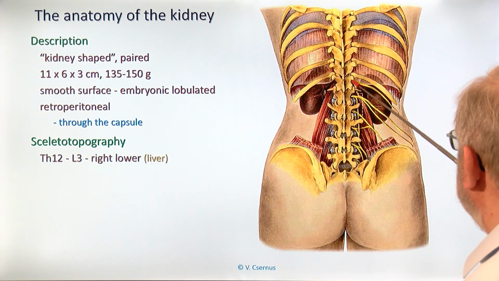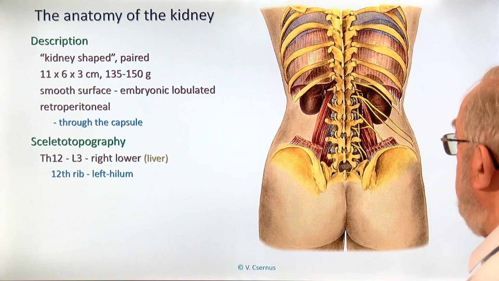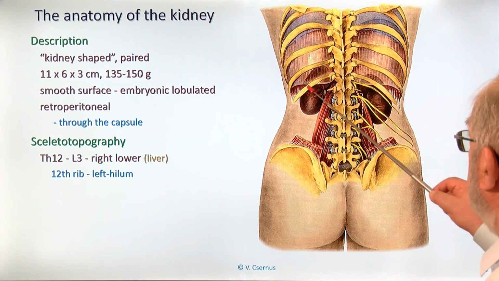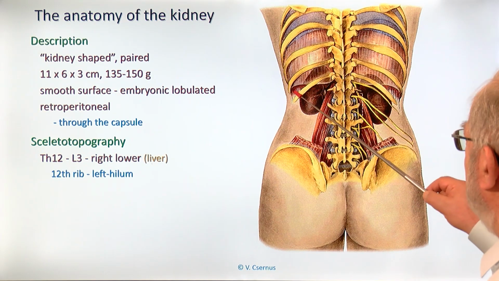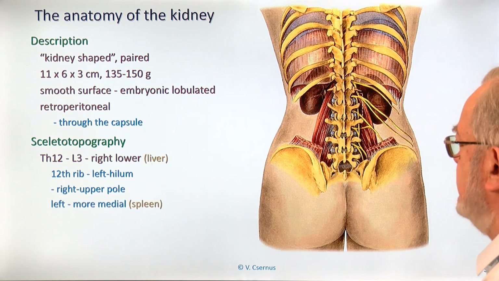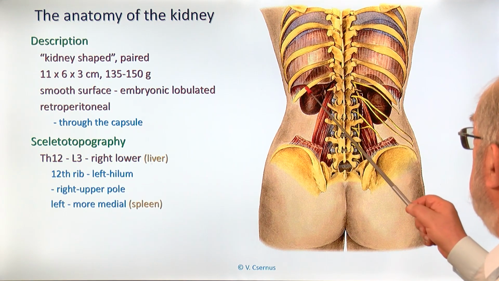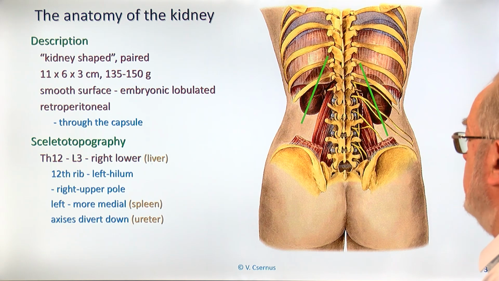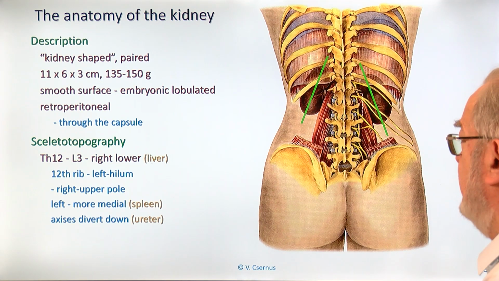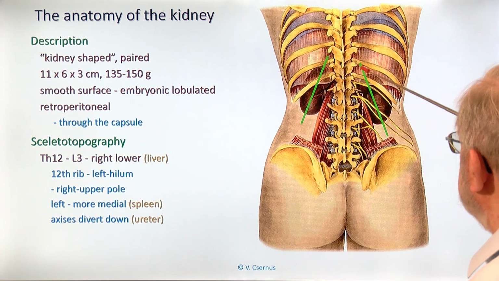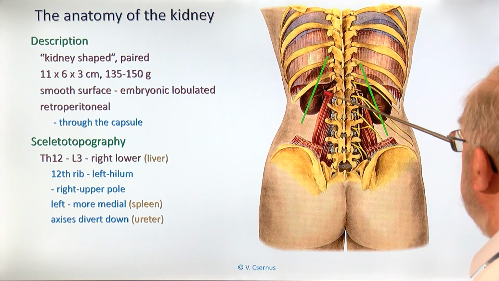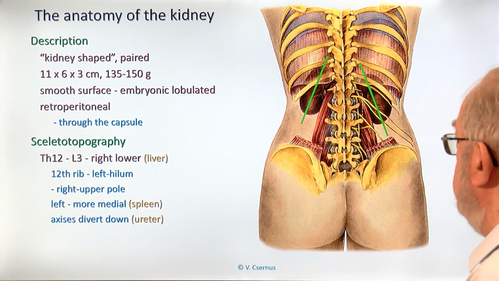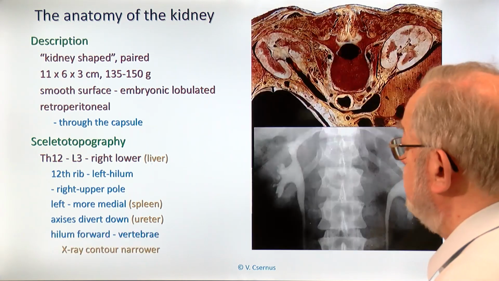The middle of this 12th rib is cutting the upper pole. In the left kidney, the middle of the 12th rib is around the level of the hilum. The left kidney is pressed a little bit more medially, probably because the spleen is also in between it and the diaphragm. It's important to know that the axis has diverged down, so it's obliquely located, and that makes it easier for the ureter to get out. It does not bend as sharply, and the urine flows much more easily.